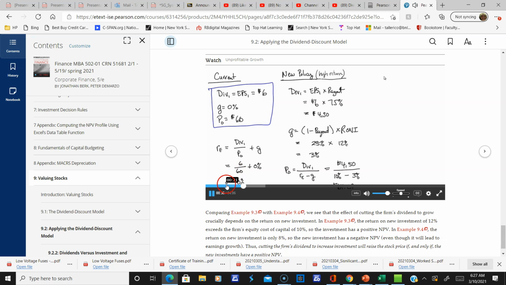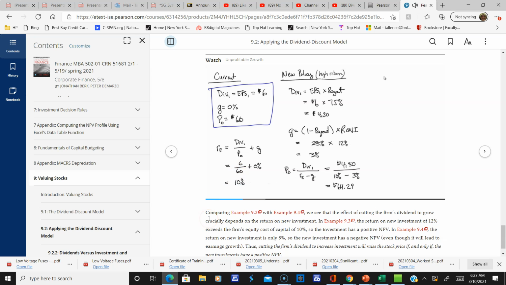Let's begin by reviewing what we did in the prior example. We began with the initial information regarding Crane's stock price. Investors expected a $6 dividend and no growth. Given Crane's $60 share price, this meant investors expected to earn a 10% total return, corresponding to Crane's dividend yield. This expected return represents Crane's cost of capital.